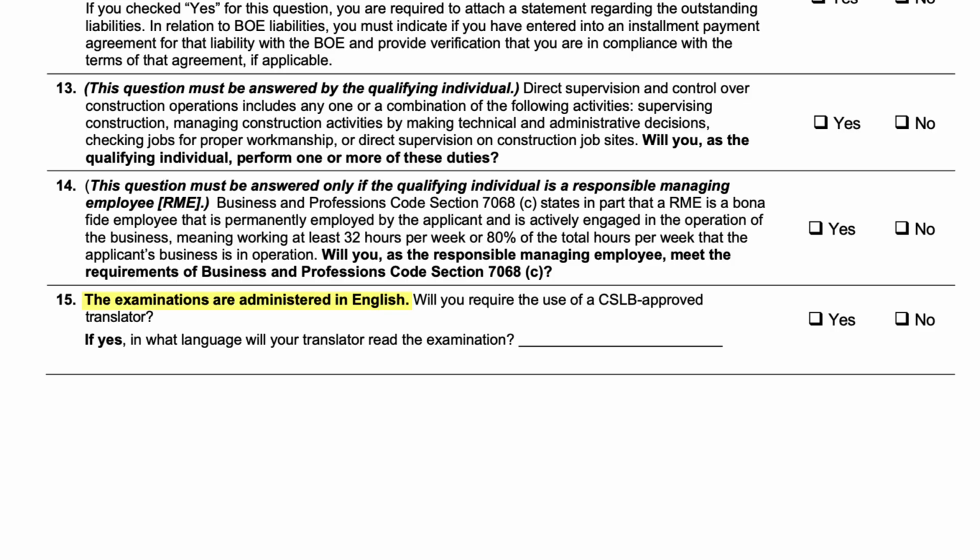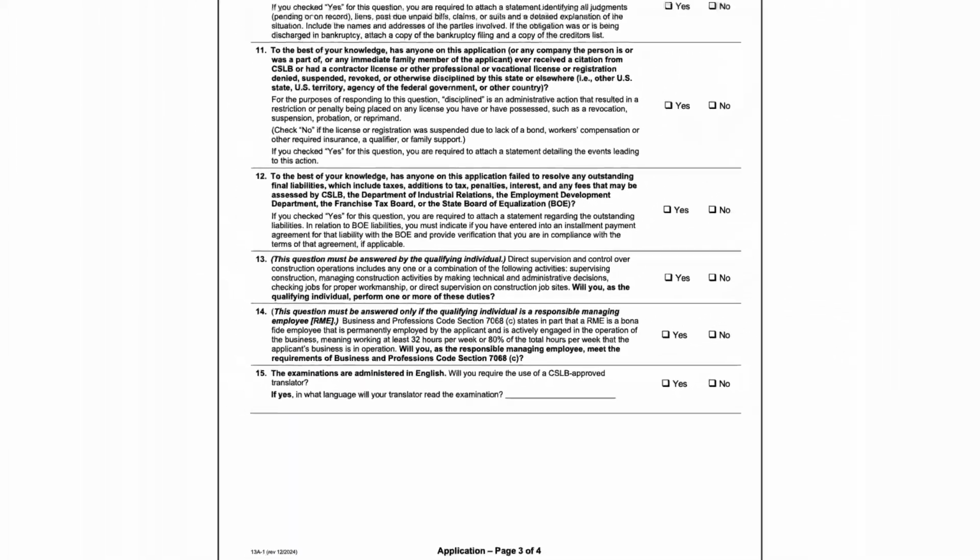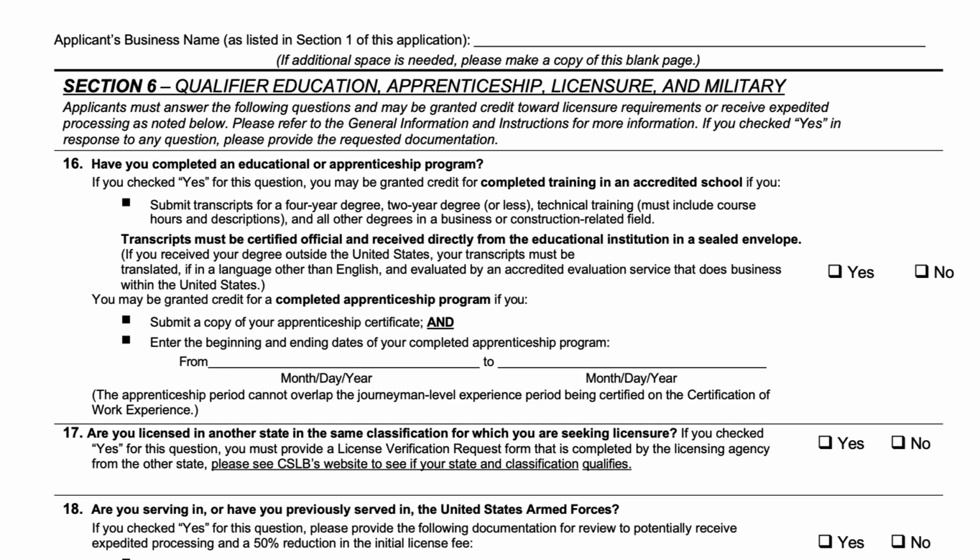Question 15 explains that the examinations are administered in English and asks if you will require the use of a CSLB approved translator. If you select yes, information will be sent to you regarding the translator process. Let's move on to section 6 on page 4 of the application. Before doing anything, write in the business name as listed in section 1 of the application at the top of this page.